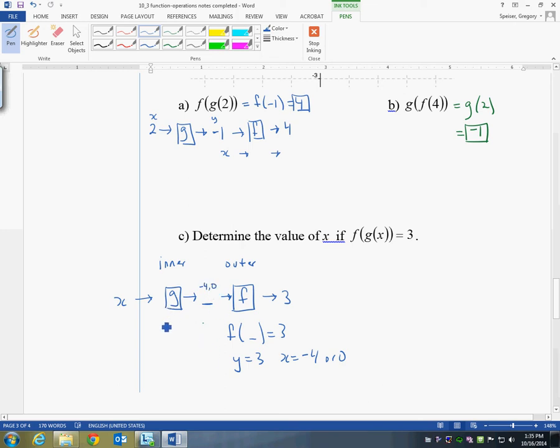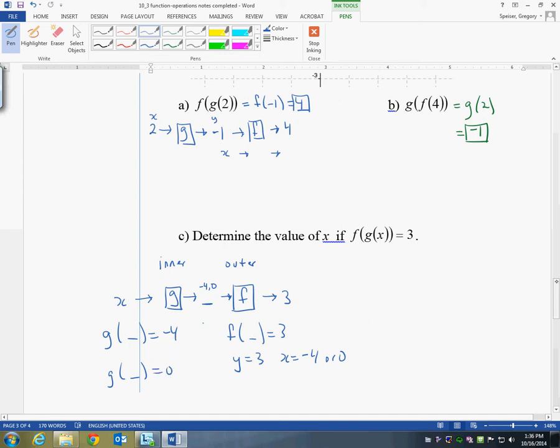Now we're going to say, we'll have to do this separately. We're going to say, what did we have to plug into G to get a -4? Or what did we have to plug into G to get a 0? So in other words, G of what gives us a -4, and G of what gives us a 0. So in other words, what's the x when y is -4? What's the x when y is equal to 0?